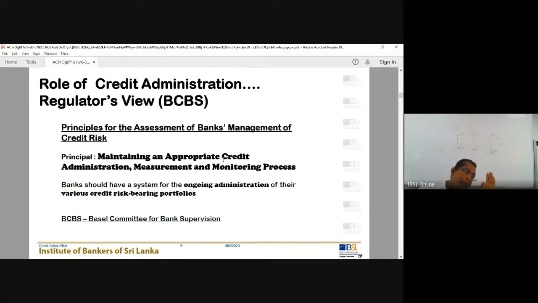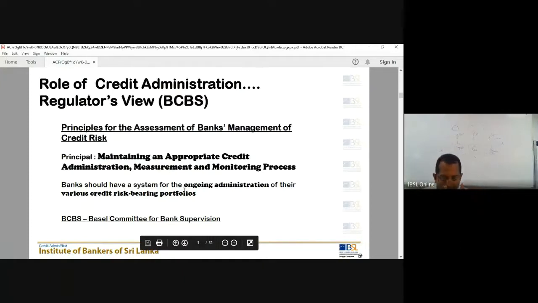This is the diagram I showed you, right? As per the BCBS, Basel Committee on Banking Supervision, the bank should have a system for ongoing administration of their various credit risk-bearing portfolios. That means we should have a separate system, separate people, separate unit, not reporting to the business head, to look at the different risk-rated portfolios. Like AAA customers, you don't need to visit biannually. You can just have a visit once a year. But if it is a B customer, you may need once a month visits and discussions and those things. Covenant monitoring, insurance register monitoring, all those things we need to do.